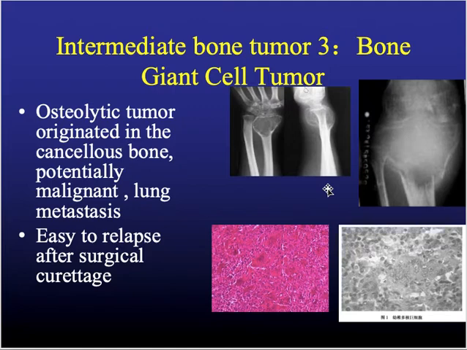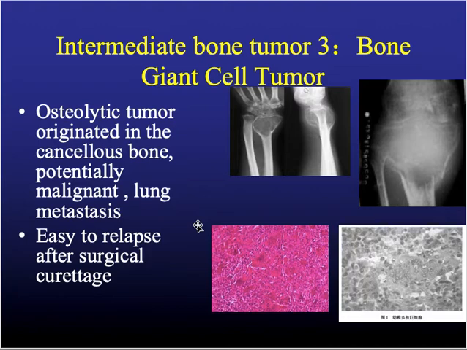Okay, the last intermediate tumor which we are going to cover today is basically called a giant cell tumor. If you see over here, these are osteolytic tumors, originating in the cancellous bone, potentially malignant, with common lung metastasis, and easy to relapse after surgical curettage.